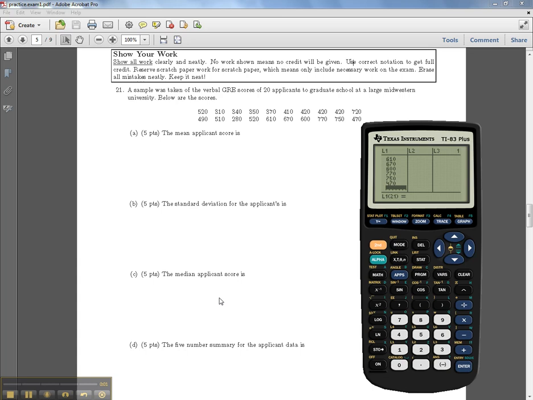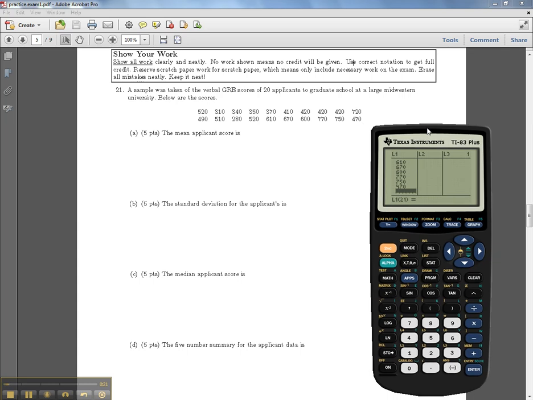Alright, let's work on number 21 for the practice exam. A sample was taken of the verbal GRE scores of 20 applicants to graduate school at a large Midwestern university. Below are the scores. And you have, here we go, 20 scores, and A is asking the mean applicant score. So how do we find the mean applicant score?